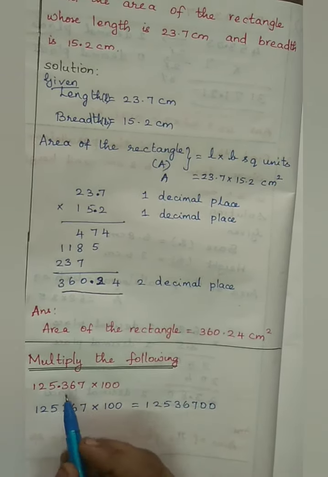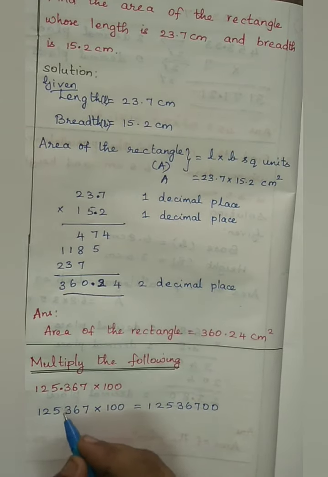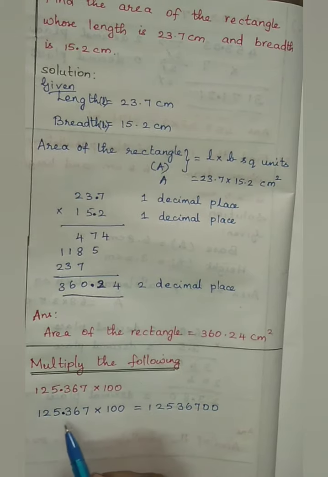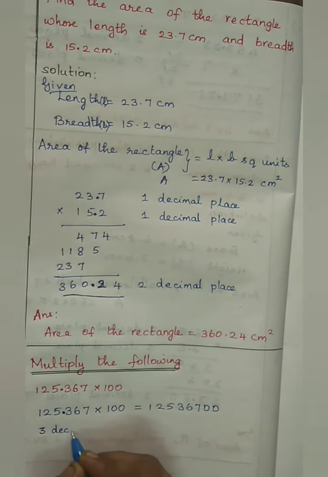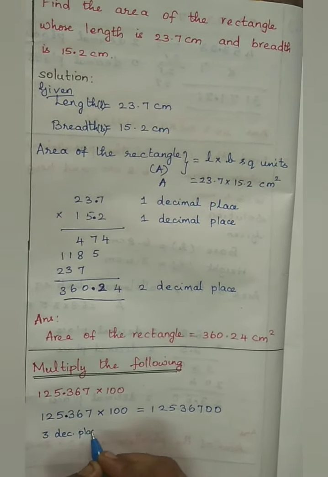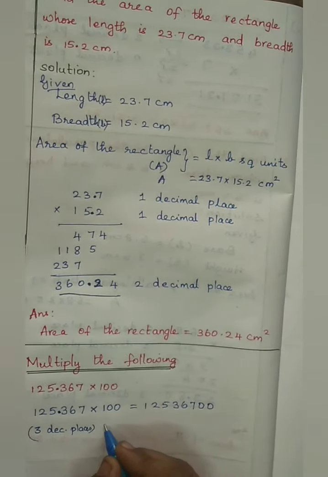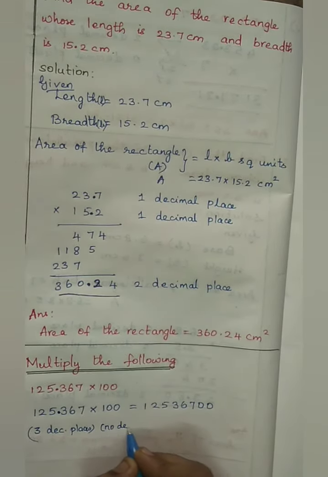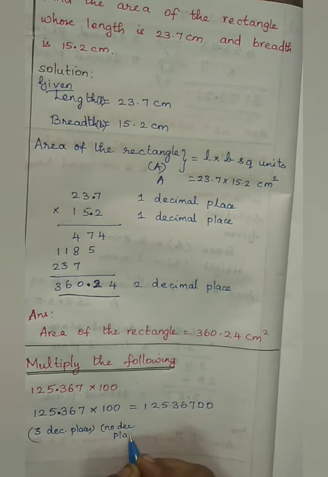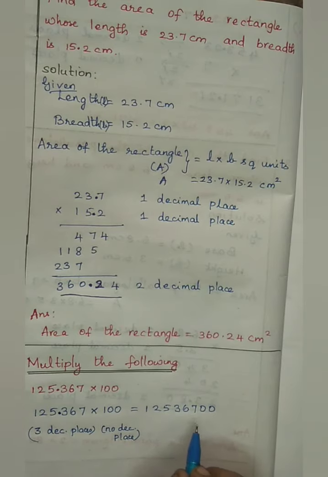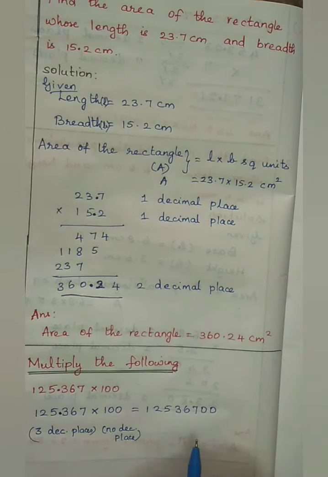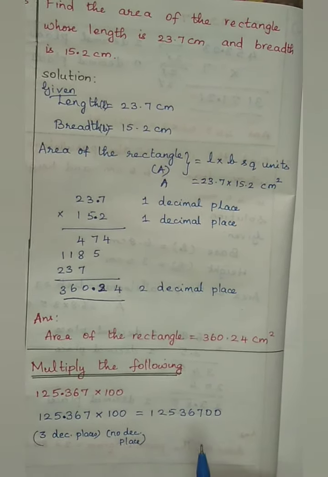Okay. Now see the question and place the decimal point. Between 5 and 3 we have decimal point, isn't it? So in the first number, how many decimal places we have? 3 decimal places. Second number, no decimal place. So in the answer, how many decimal places must we have? 3 decimal places, isn't it? So where to keep the decimal point?